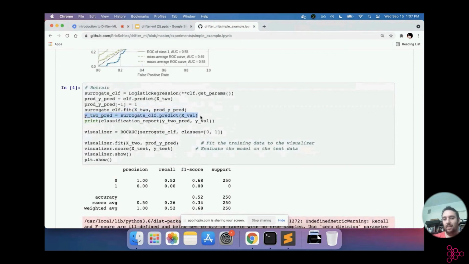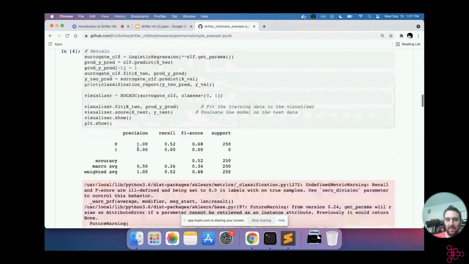The validation set comes from training data. So we still are in the training regime when we do this prediction off of our surrogate model. Okay. So we get some prediction, and then we generate our classification report. And as I said before in the beginning of this part, it's different. The precision and recall are different.